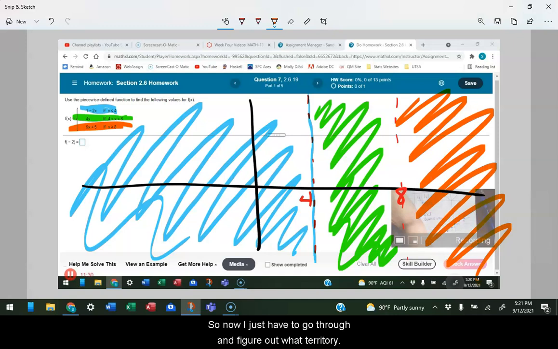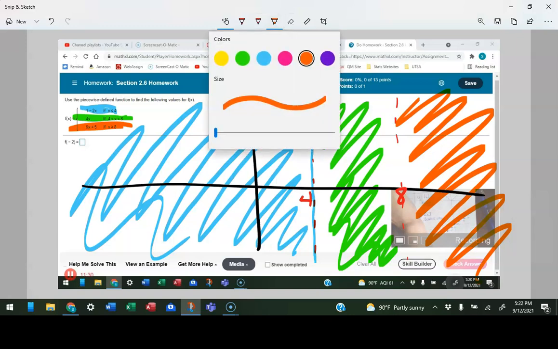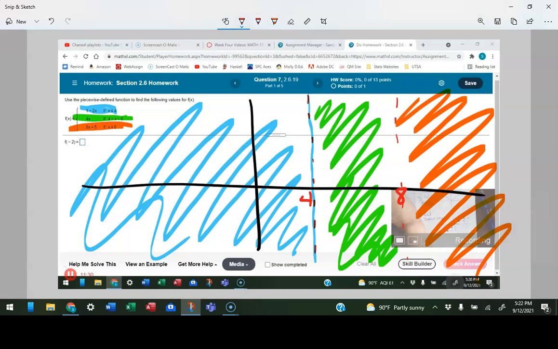So now I just have to go through and figure out what territory I'm in. Okay, so look at f of negative 2. And I'm just going to make some of these up because you should have a different problem than I do anyway. So the first one says f of negative 2. Where's negative 2? Negative 2 is over here. I'm in blue's territory. So grab the equation, which is 1 minus 2x, and shove in a negative 2. So I get 1 minus 2 times negative 2, which becomes 1 plus 4, which is 5. Okay, so the point negative 2 comma 5 is on that blue graph.